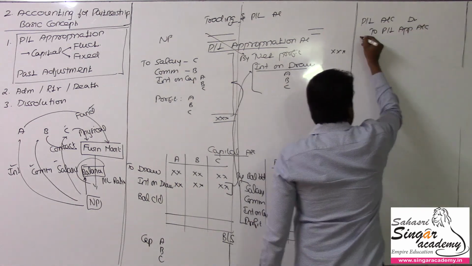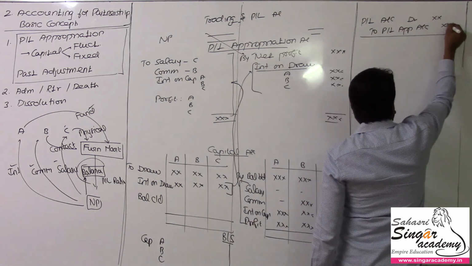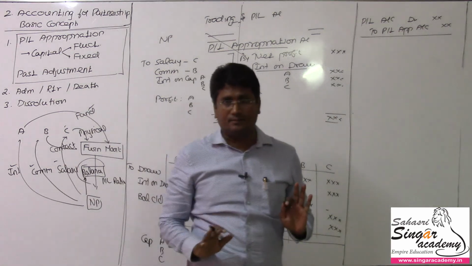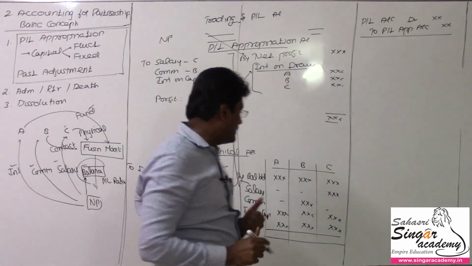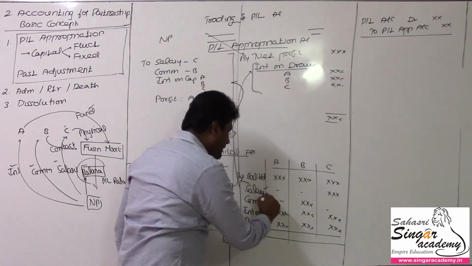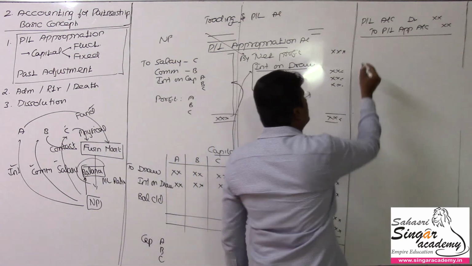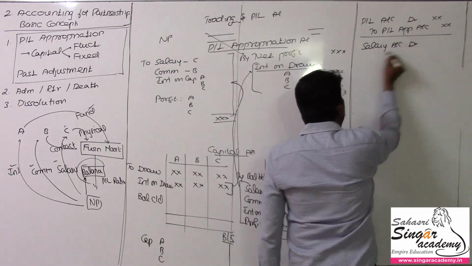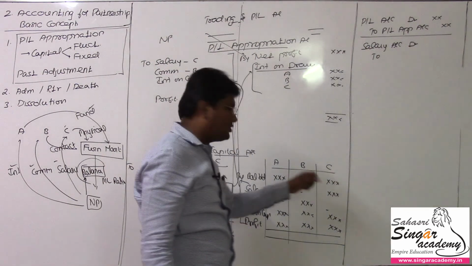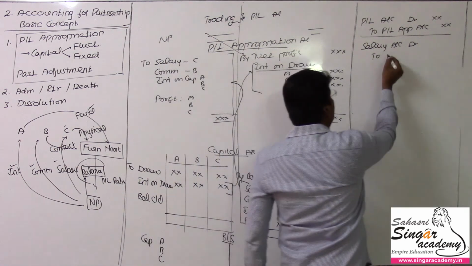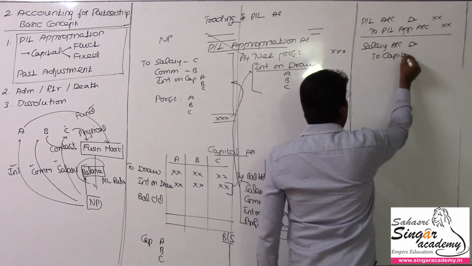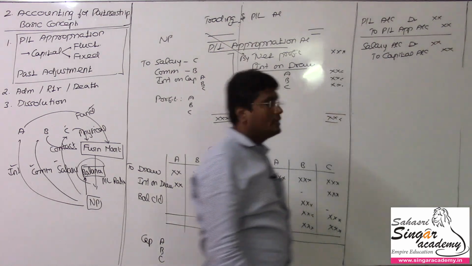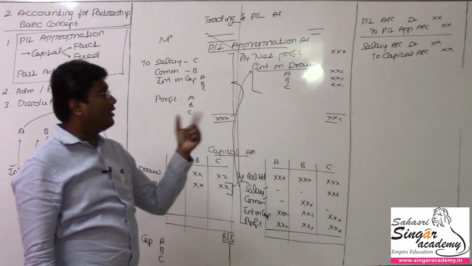This is the ultimate net profit in the P&L account transferred to the P&L appropriation account for the distribution to the partners. Each and every partner demands something. What A demands, what B demands, salary and commission. So salary account debit to whom is this one meant for? Capital. So simply you can name this as capital account. Which capital account? Respective partners' capital account. That's how we can write it. Respective capital account. Salary account debit to capital.